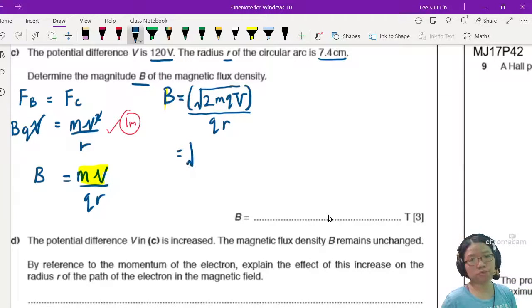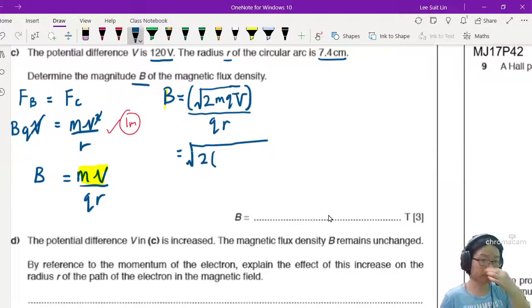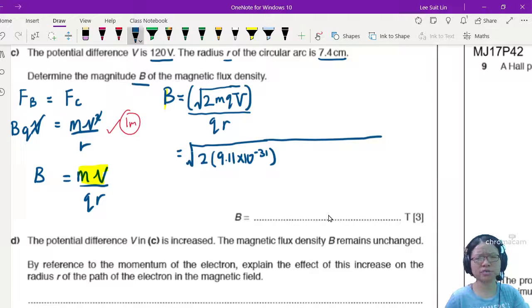So this will be square root of 2. Mass? It's an electron. So if it's an electron, this will be 9.11 times 10 to the power of negative 31. Let's continue the square root bracket. I guess you could write to the power of half. Q is the charge of 1 electron, so 1.6 times 10 to the power of negative 19. Potential difference is 120.